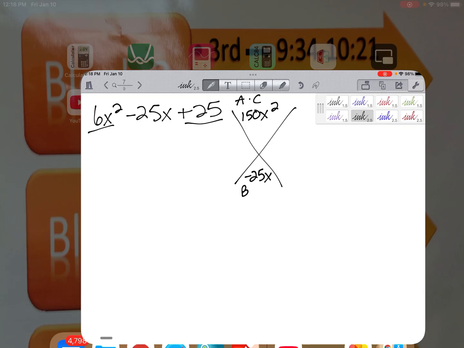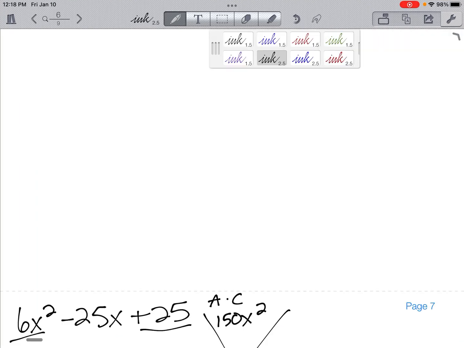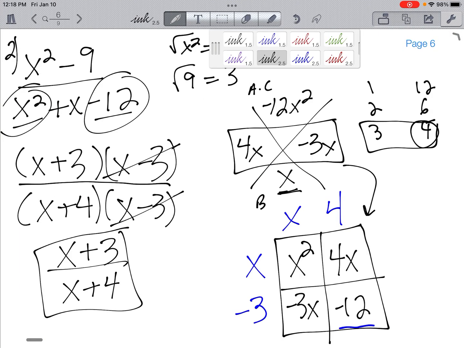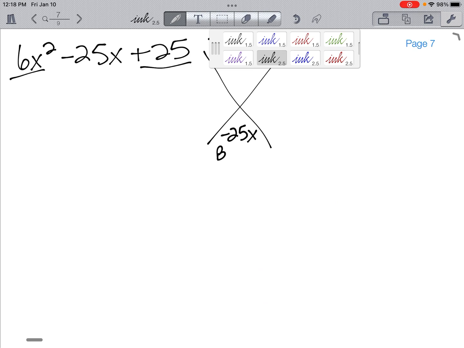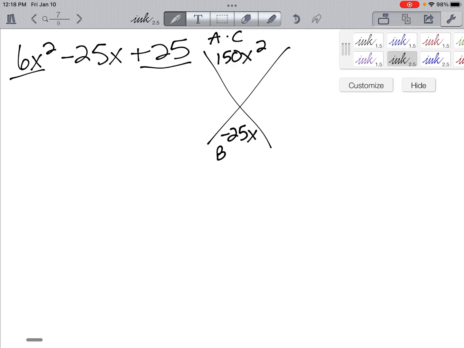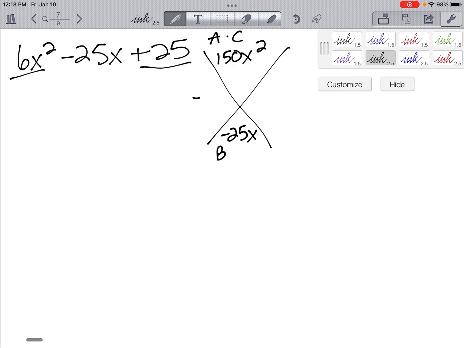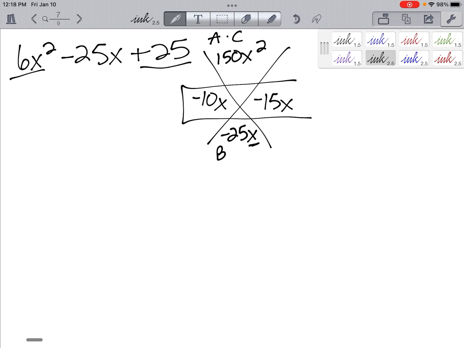So we're going to go back to our notes page. And we have negative 10 and negative 15. Remember, whatever the variable is in the bottom of our X is what we bring up. So it's just 1x. So this right here are the pieces that are going into our box.